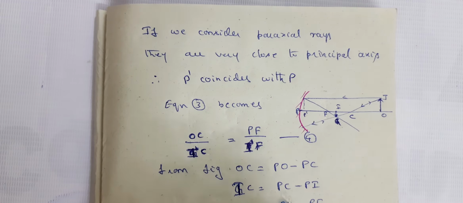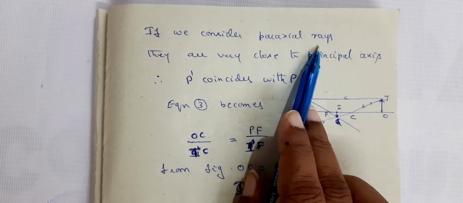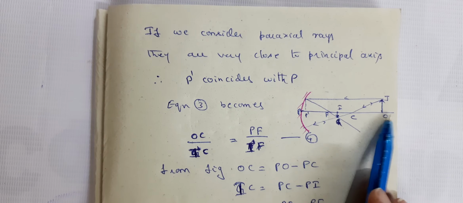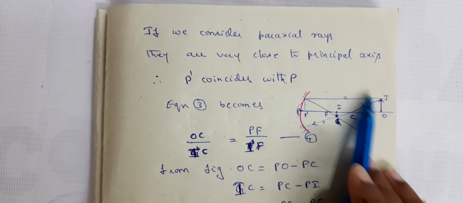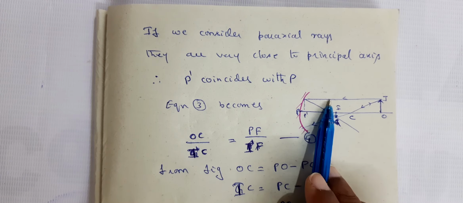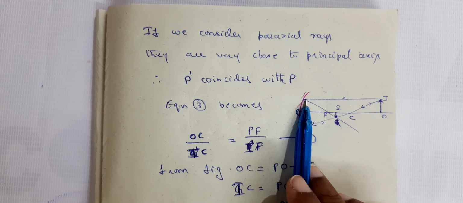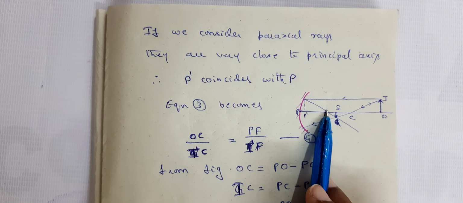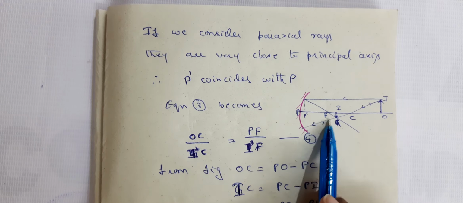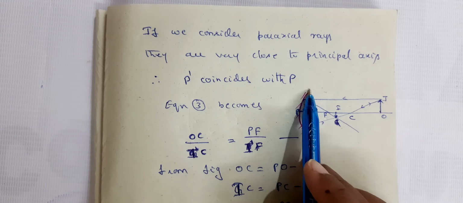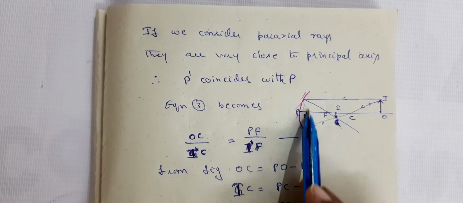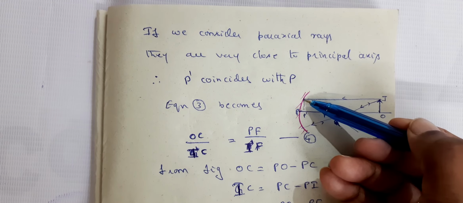Okay, so let's see what we have to do now. If we consider para-axial rays, we redrew the diagram here, right? Now you can see that this is the actual diagram we have on page 1. Suppose this ray is a para-axial ray. We considered a para-axial ray, we didn't consider a marginal ray. Marginal rays are those which are parallel to the principal axis but pass through the extreme ends of the mirror. Para-axial means they are very close to the principal axis.